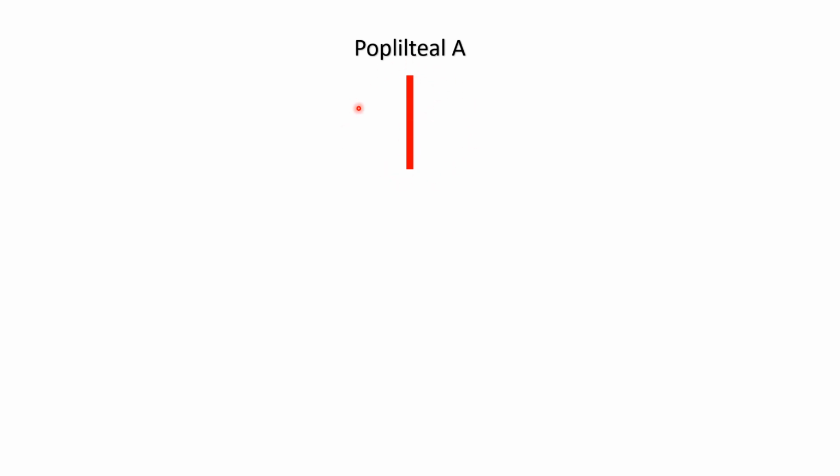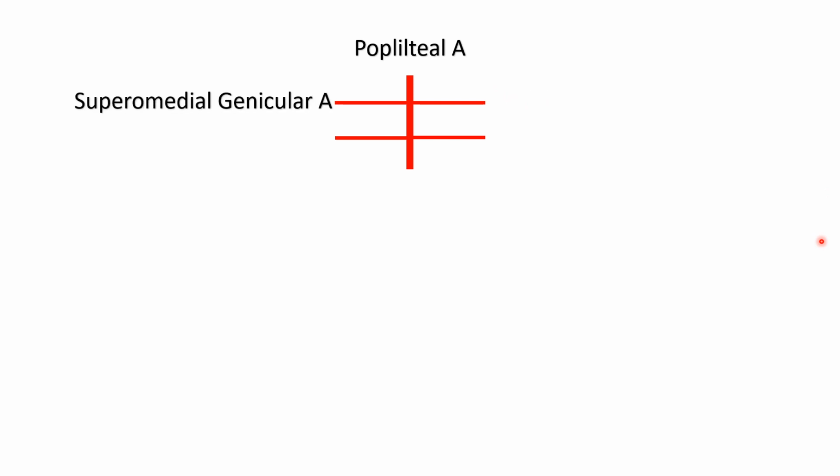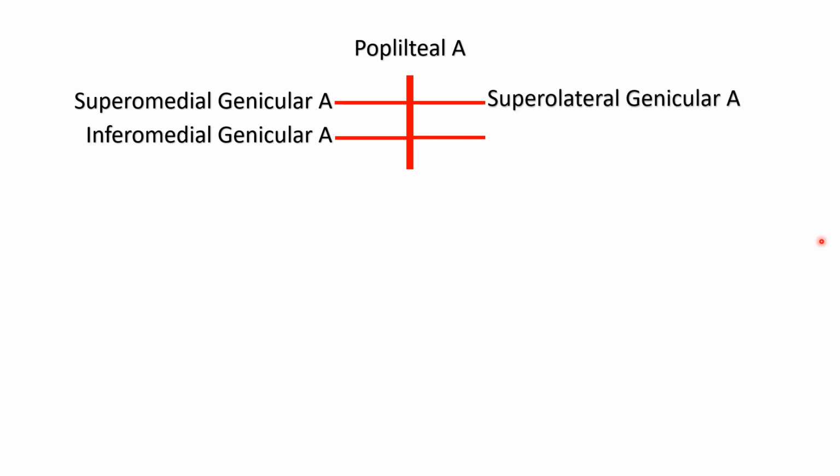In the popliteal fossa, this is popliteal artery. There are 4 branches given off around the knee joint, and these are called genicular branches. They form an anastomosis around the knee joint, and they are named for their position. So we have the superomedial genicular artery, inferomedial genicular artery, superolateral genicular artery, and inferolateral genicular artery.